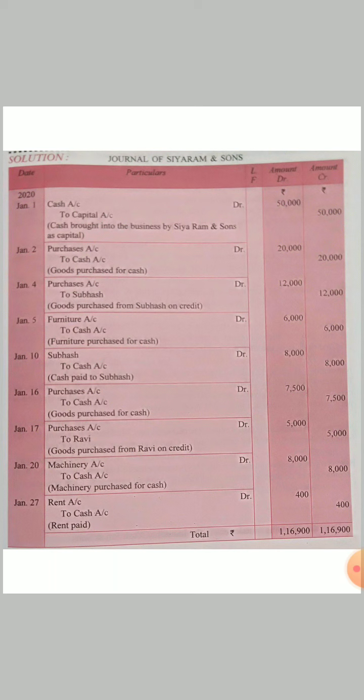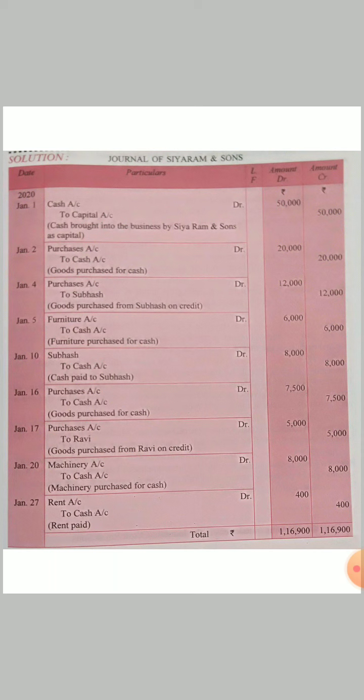Entry will be purchase account debit to Ravi. Next is machinery purchased for cash. Machinery is coming in and cash is going out of the business. What comes in, debit. So machinery account will be debited and cash is going out, so it will be credited. The entry will be machinery account debit to cash account. What comes in debit, what goes out credit. The last point being rent paid. Rent being a nominal account, being an expense, will be debited, and as cash is going out, cash will be credited. So the entry will be rent account debit to cash account.